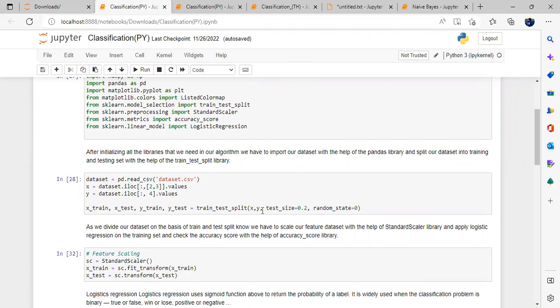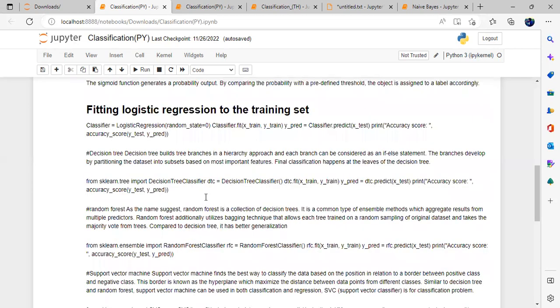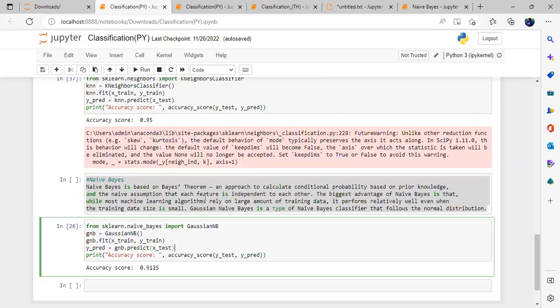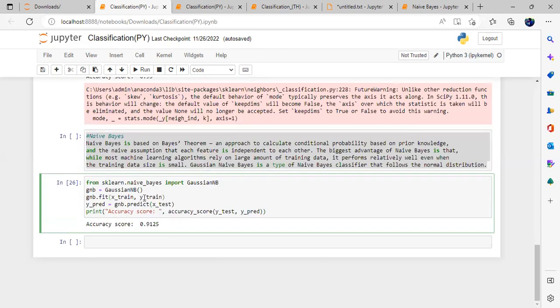So this is how you can split your data: X train, X test, Y train, and Y test. Train test split will split your data. Test size is 0.2, which means 80% of data will go to the train and 20% to the test. If we work with naive Bayes and see the output, this is your X train, Y train.